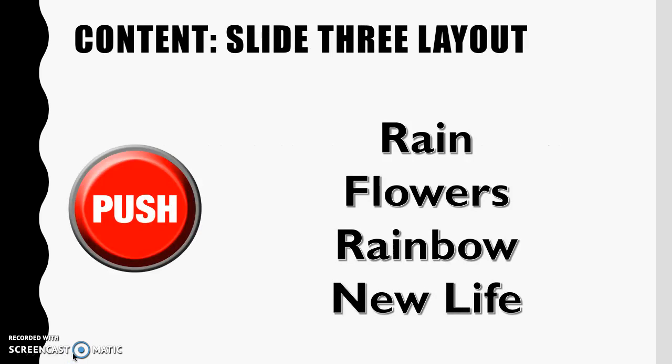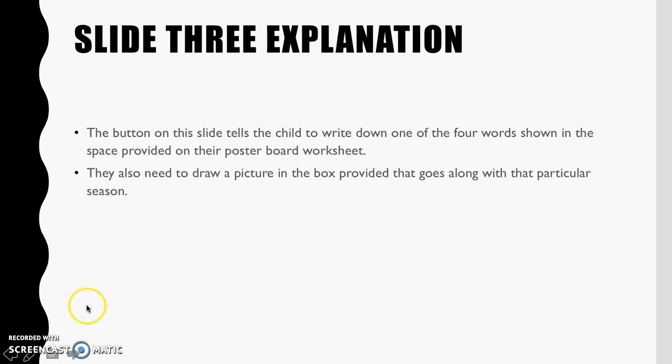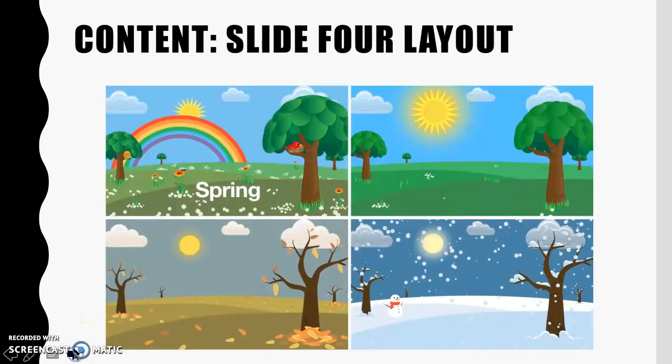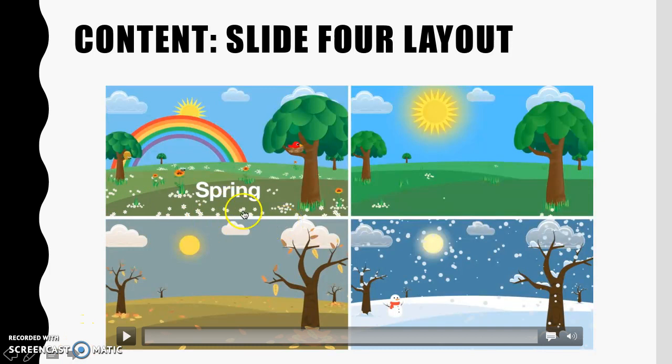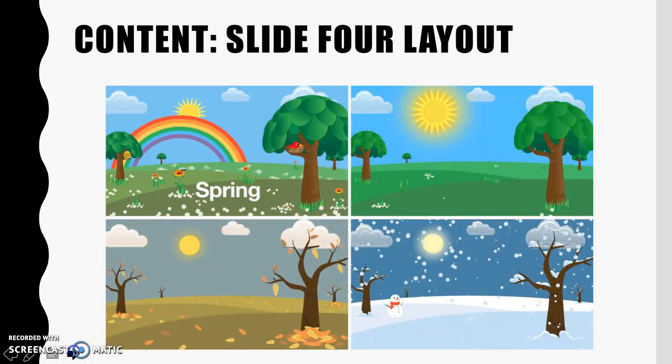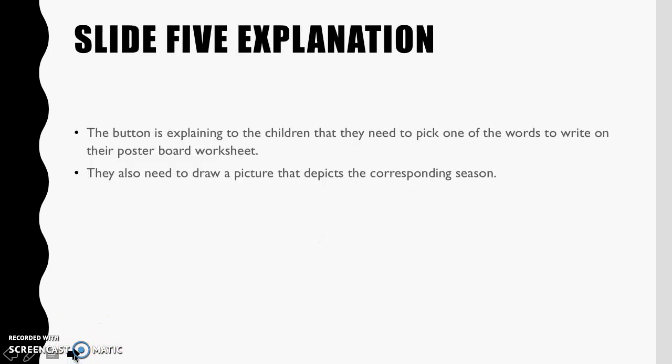Content for slide 3 is the same idea. They push the button, it will read the 4 different words displayed on the screen, and they have to pick one to record on their poster board. It also says that they need to draw a picture corresponding with the season addressed in each of the slides. So that goes on for slide 4, slide 5.